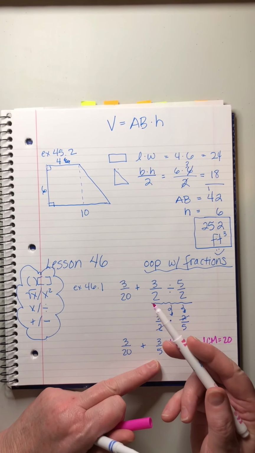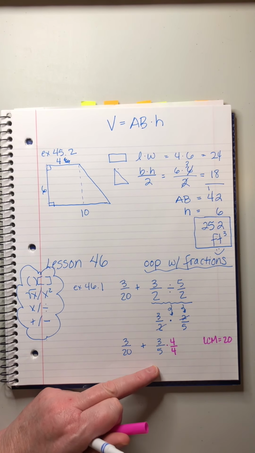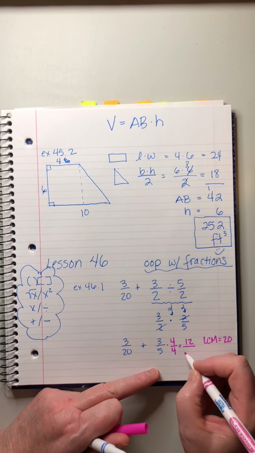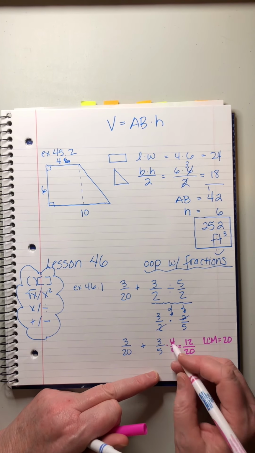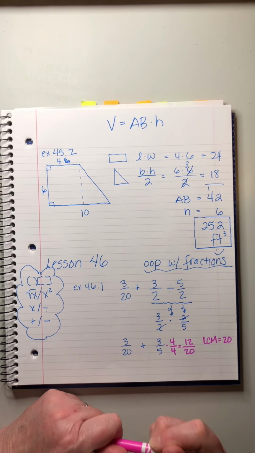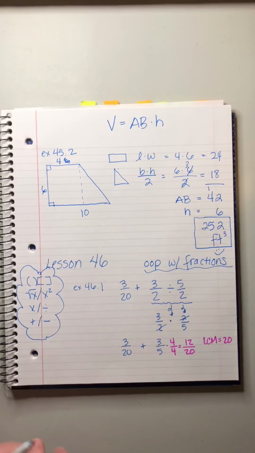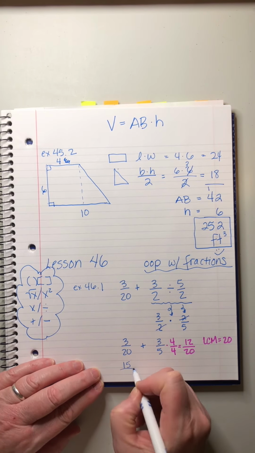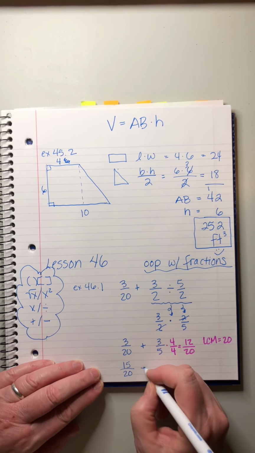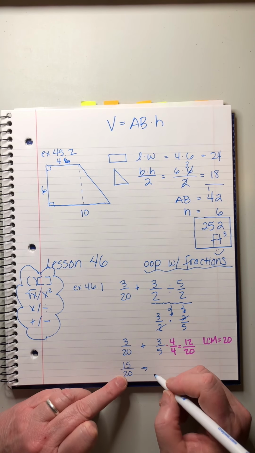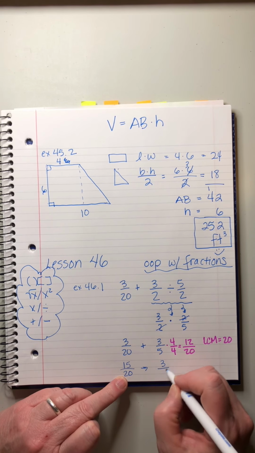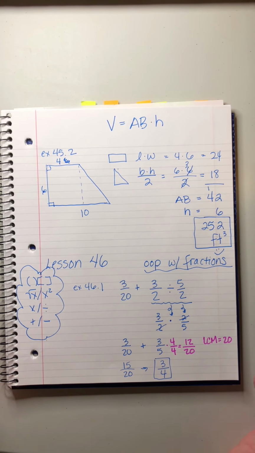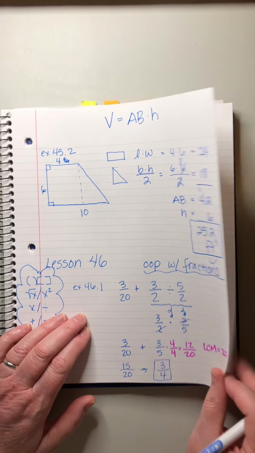It's a great idea to use a different color. It just helps you focus and understand what you're doing better. So that's going to give me 12/20, right? Multiply bottom and top by the same. And now I've got my fraction adjusted and I'm ready to add, and I get 15/20. And then that reduces, I divide top and bottom by 5, and I get 3/4. Oh my gosh. That was not horrible, was it? That was kind of fun.